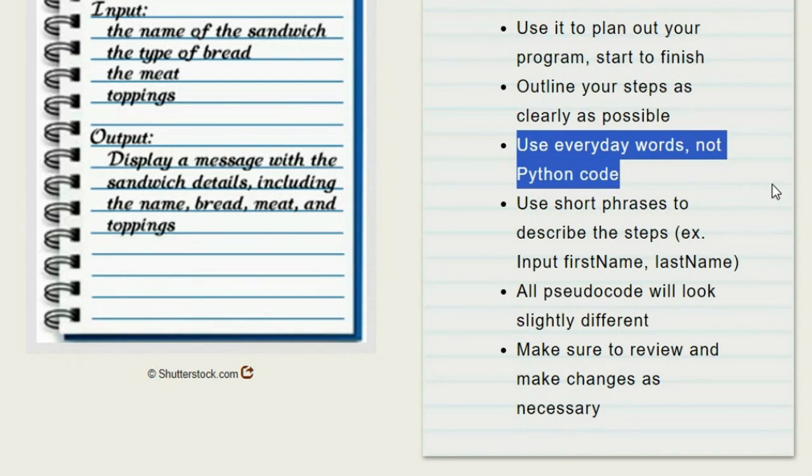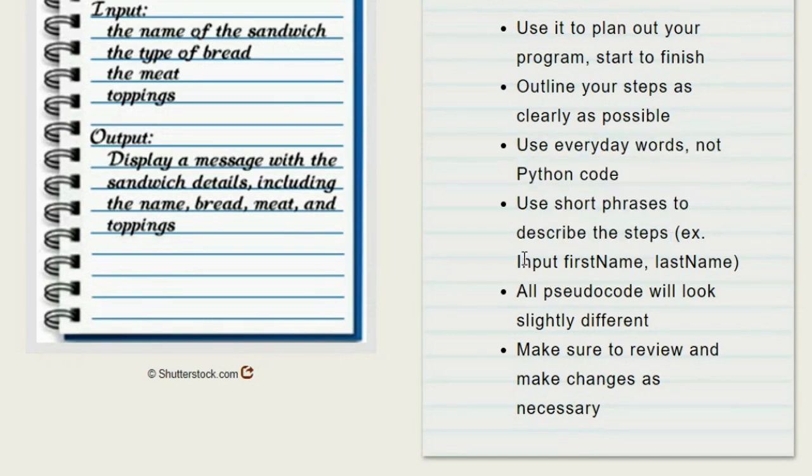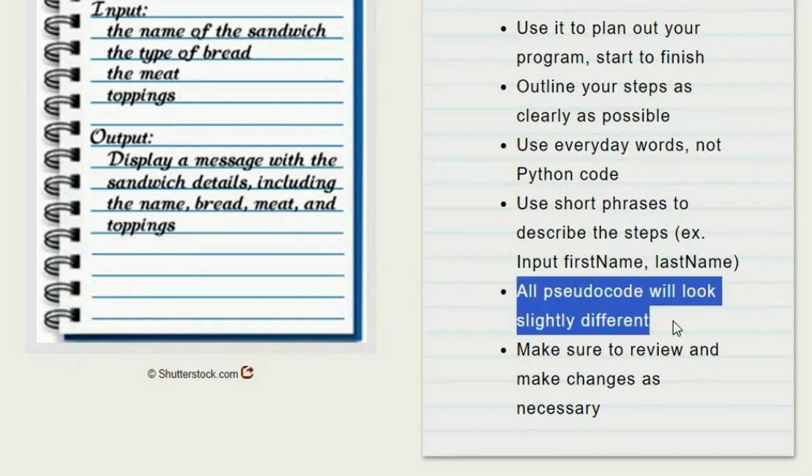These are everyday words. Input the name of the sandwich, the type of bread, the meat, the toppings. Output this. Display a message. I didn't say print. I said display a message. Whatever. You can say print, though. Use short phrases to describe your steps, like input first name, input last name. All pseudocode looks different, right?